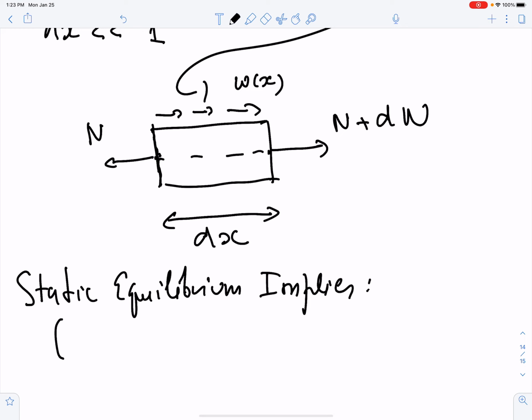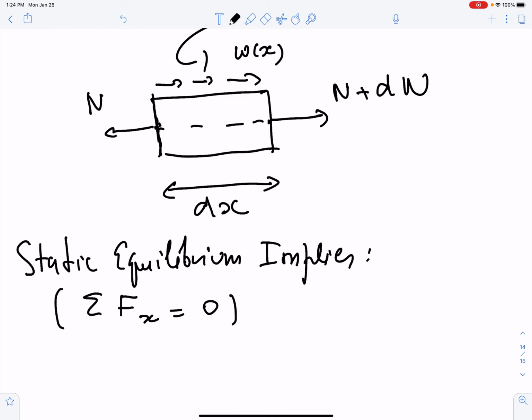So what you remember from Engine 30 and 310, the sum of forces in the x direction equal to zero. So what does that look like for this bar? Well, I see three forces: N acting on the left side, N plus delta N acting on the right side, and then some cumulative effect of W.